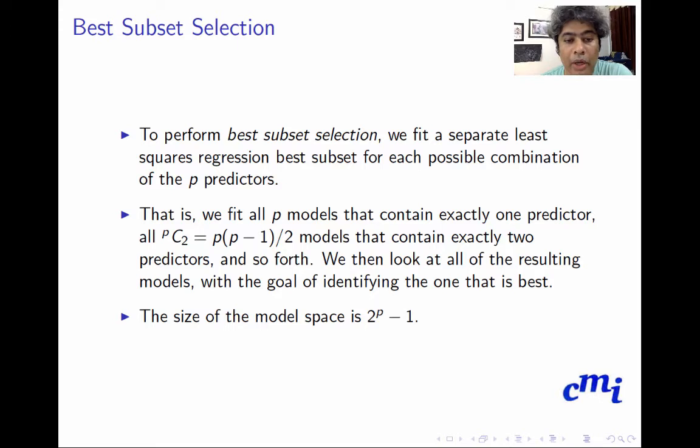In that way, the size of the model space turns out to be 2 to the power p minus 1. In a model, either a feature is there or you want to drop the feature. So there are two possibilities, either it is there or it is not there. As a result, there are 2 to the power p possible models, but the one with no features we don't want to consider. So that's why it is 2 to the power p minus 1.